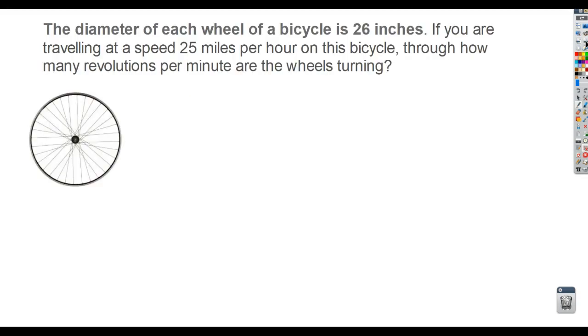All right, let's do some more actual explanation here. So here's a problem. The diameter of each wheel of a bicycle is 26 inches. Diameter is talking about straight across, so this is 26 inches from side to side, which means my radius is going to be 13 inches. From here, we want to convert this to see how many revolutions per minute this thing is traveling.